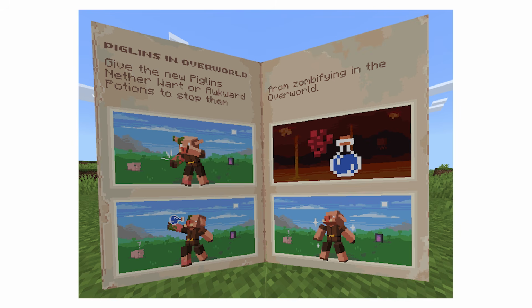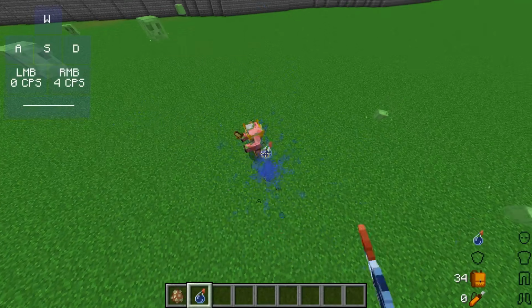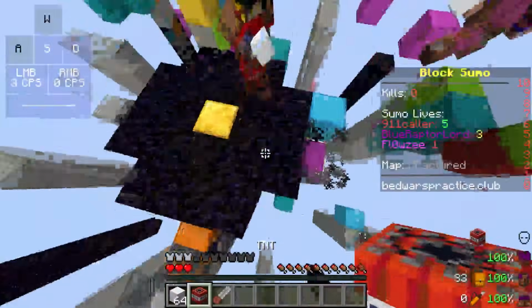Minecraft piglins die in the overworld, but in the Minecraft movie, if you give them an awkward potion, they can survive. The thing is, despite it not being a regular game feature, it was already predicted in a novel years earlier, so if that's not credible, I don't know what is.